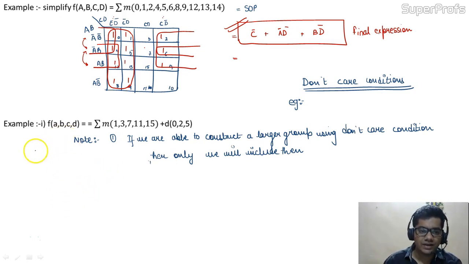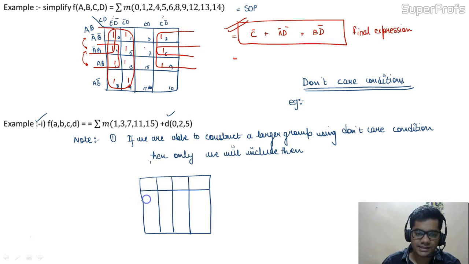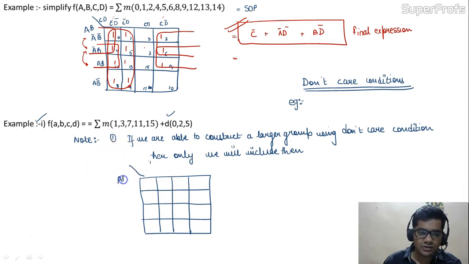Okay, so let us take an example of a function ABCD with minterms 1, 3, 7, 11 and 15. And the don't care conditions are 0, 2 and 5. So for 0, 2 and 5, the output can be either 0 or 1. There is no fixed 0 or 1, so we are just representing it with a cross sign.